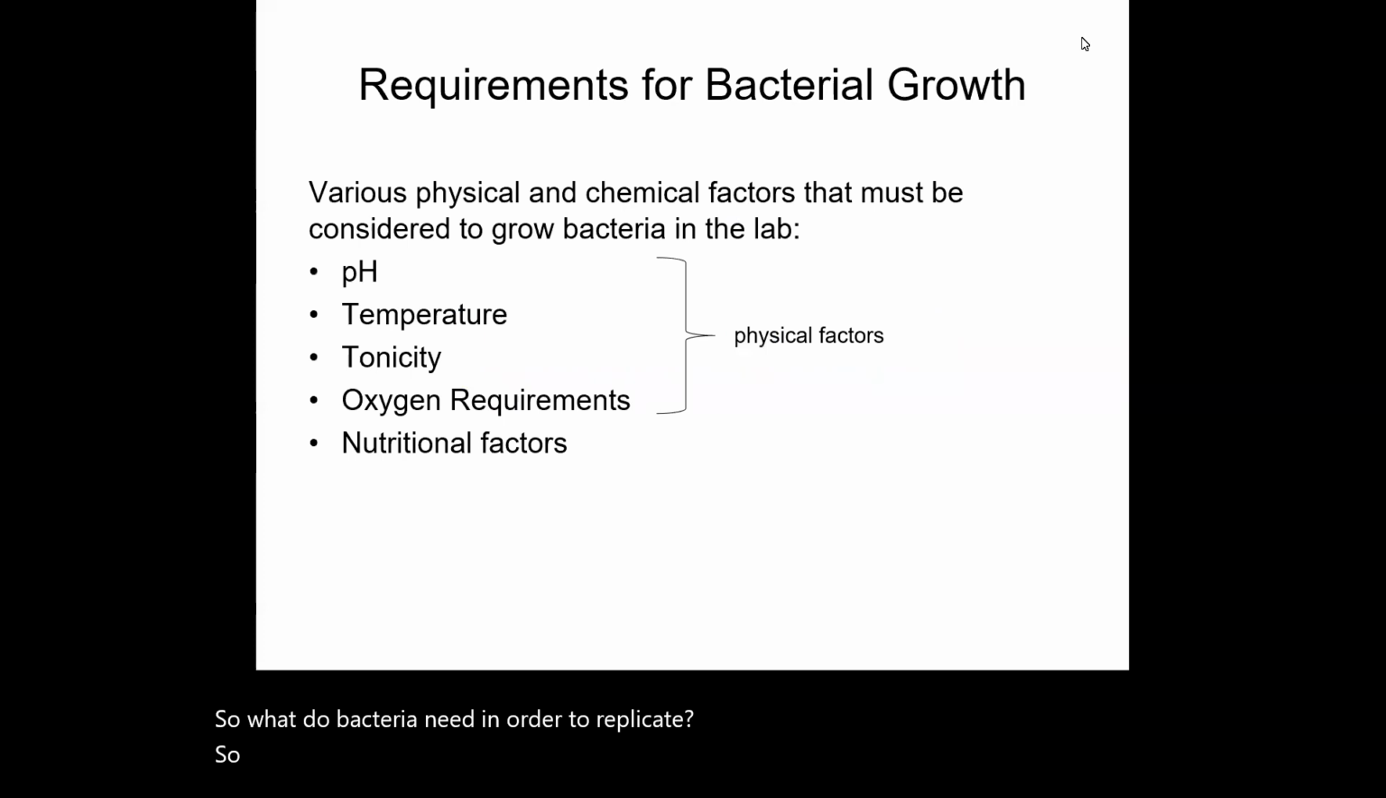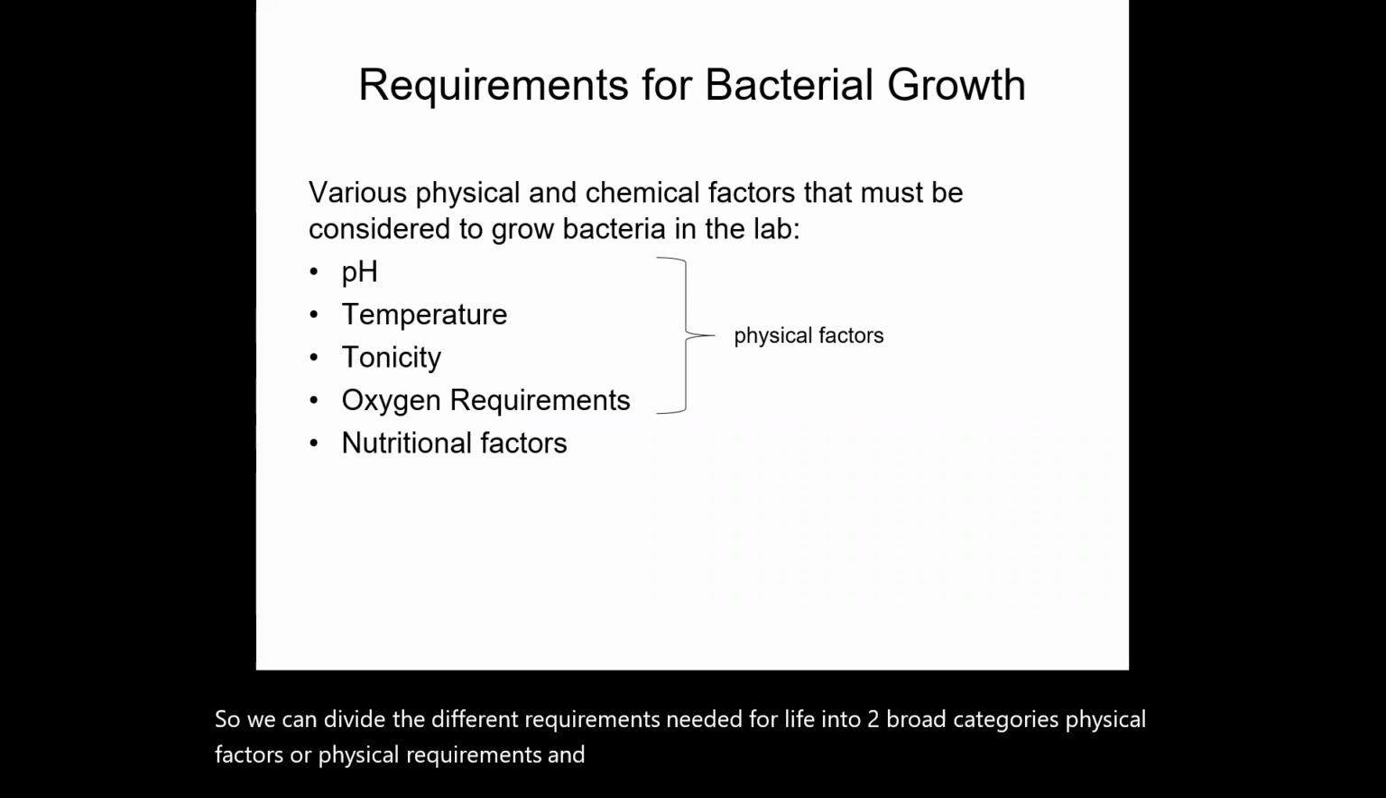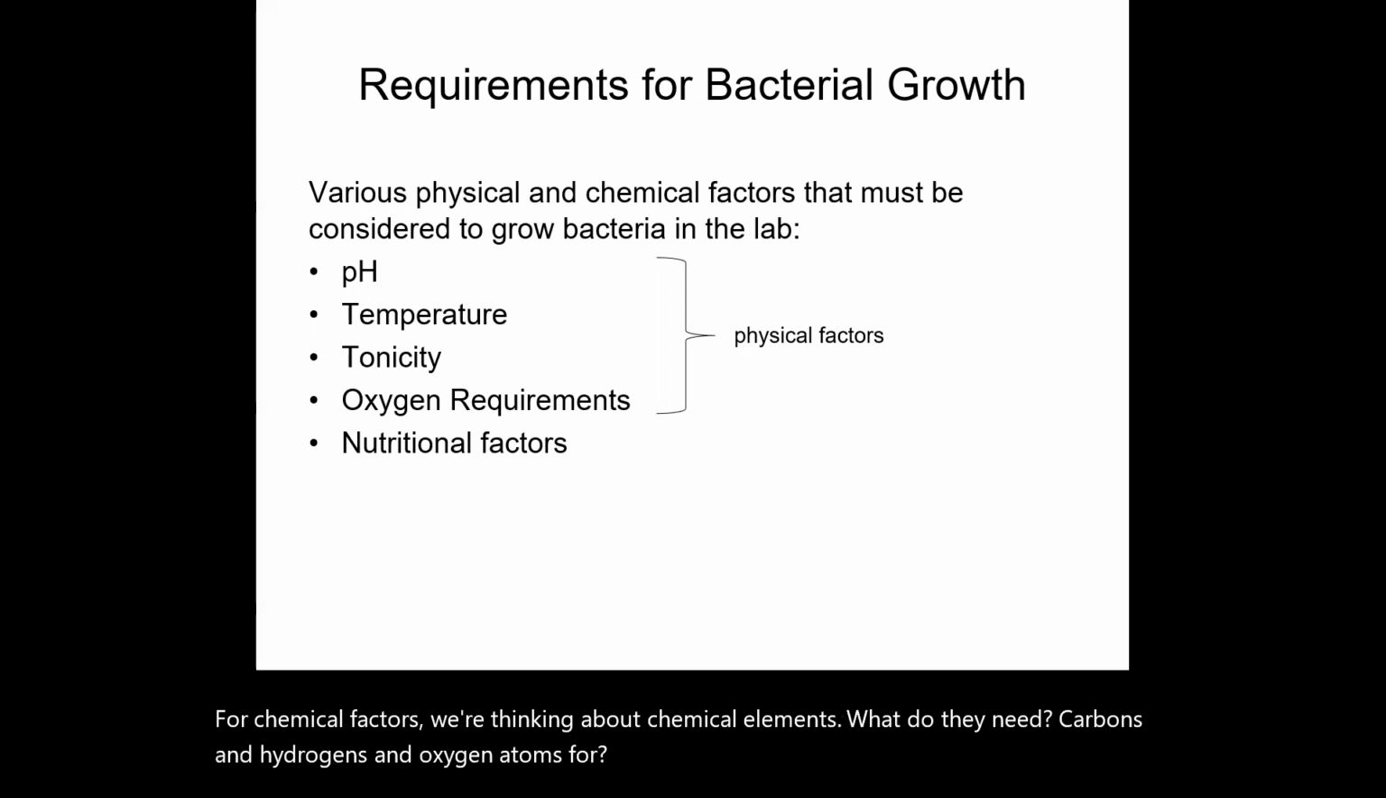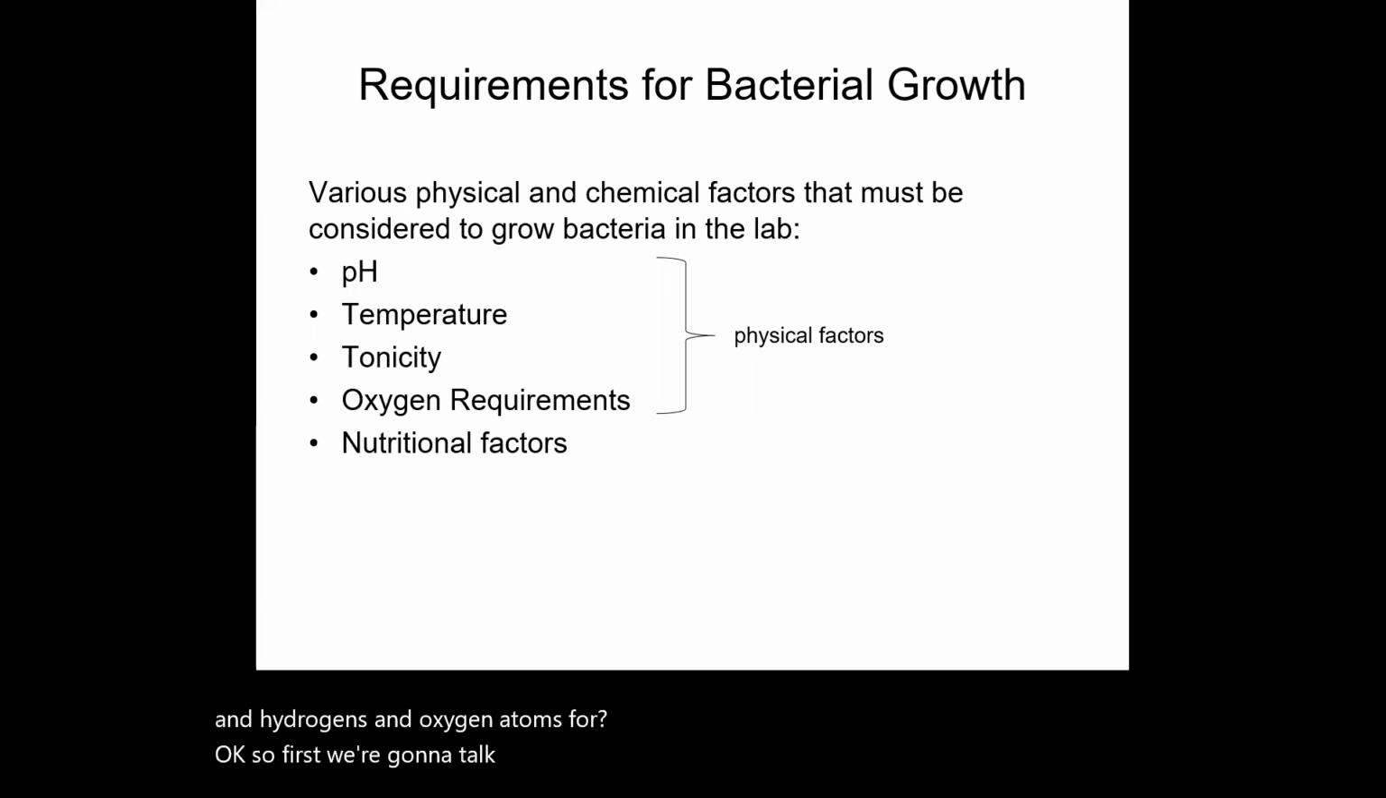So we can divide the different requirements needed for life into two broad categories: physical factors or physical requirements, and then chemical requirements. And that's really just the nutrients that the organisms need. So for chemical factors, we're thinking about chemical elements. What do they need carbons and hydrogens and oxygen atoms for? Okay, so first we're going to talk about pH, temperature, tonicity, and then we're going to move into oxygen requirements.